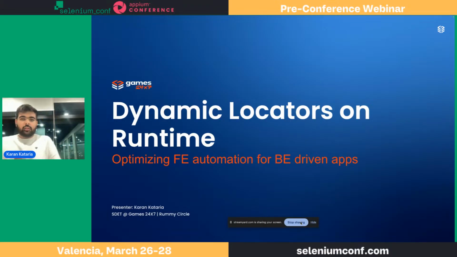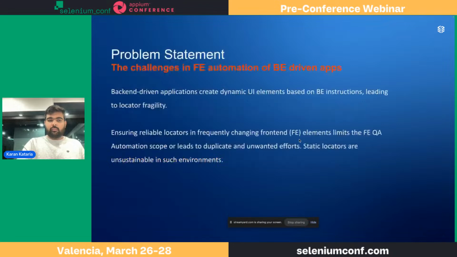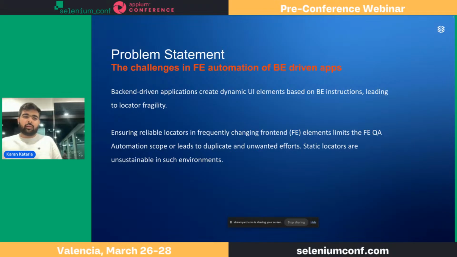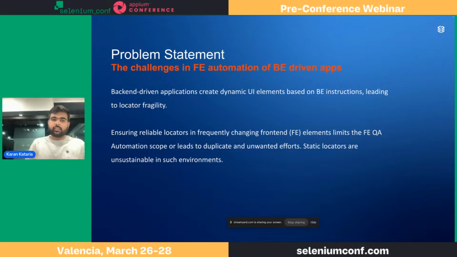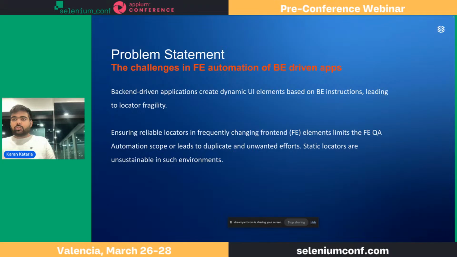Jumping on to the topic quickly: dynamic locators on runtime. When we mention dynamic locators, the need or idea to convert a static locator into a dynamic locator arose to address the challenges we face in front-end automation for applications which are backend-driven. When I mention backend-driven applications, I want to be very scope specific: the applications where the front end is only responsible for showing what the backend has provided. I am covering all those applications as backend-driven applications. This was a completely backend-driven thing, and we wanted to cover it as a part of front-end automation, with good coverage as well.